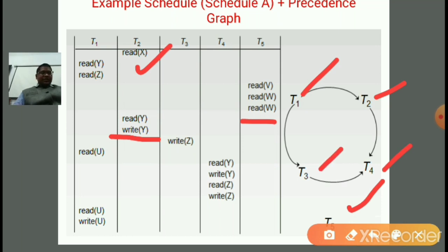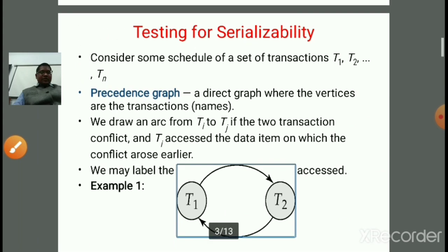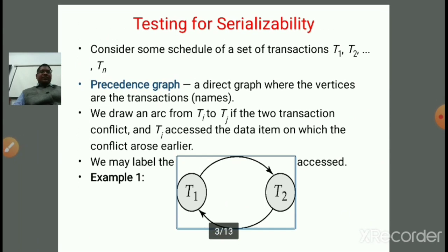Now if you see, there is an arrow from T1 to T2. Why a T1 to T2 arrow? Because some part of T1 is completed, and after that it is switching to T2. So we can say that after completing, T1 is directing to T2. And what do we mean by this arrow? This arrow indicates that we draw an arc from Ti to Tj if the two transactions conflict and Ti accesses the data item on which the conflict arose earlier.